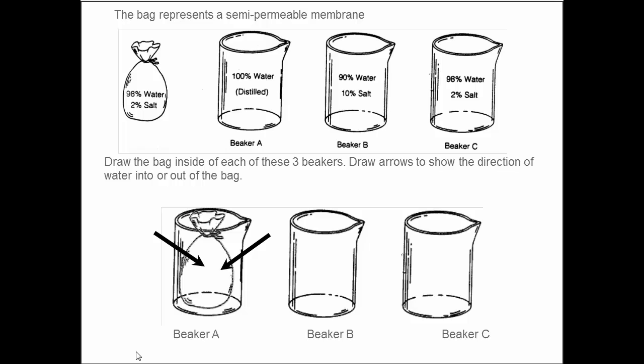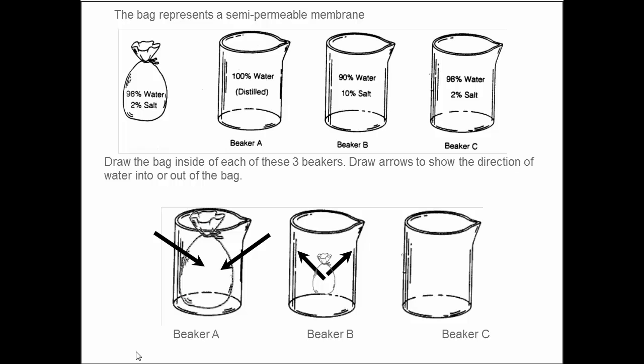High to low concentration. Remember, always high to low. So which way would that be, Bailey? Which way would it go? From this sack, which is 98% water, out into this beaker, which is 90% water.